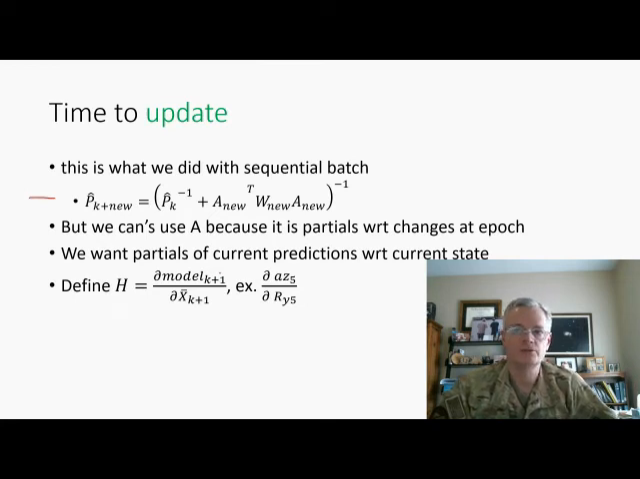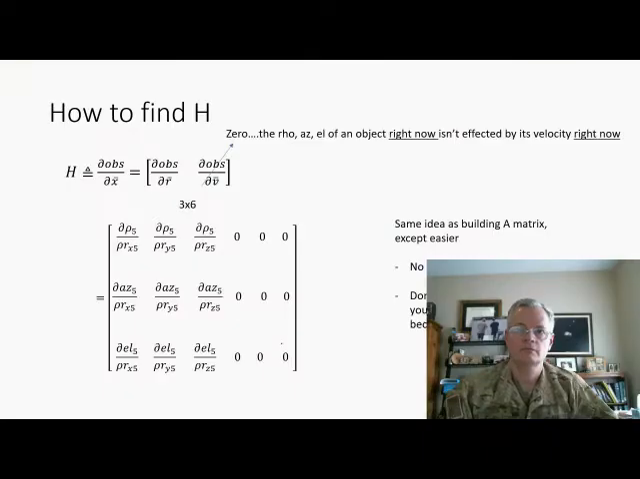So it's going to be the partial of my model propagated to the new observation with respect to each of its x's, y's, and r's and v's. So for example, it'd be a partial of how does azimuth at observation 5 change when r sub y changes at observation 5. This is how it works. So how do we find it? We've actually got to be able to find these things to code them up. Turns out it's easier in a lot of ways.